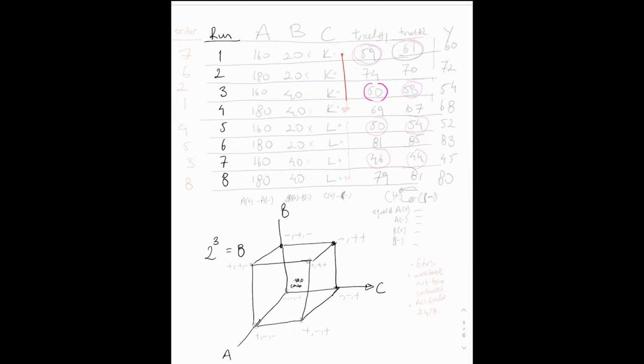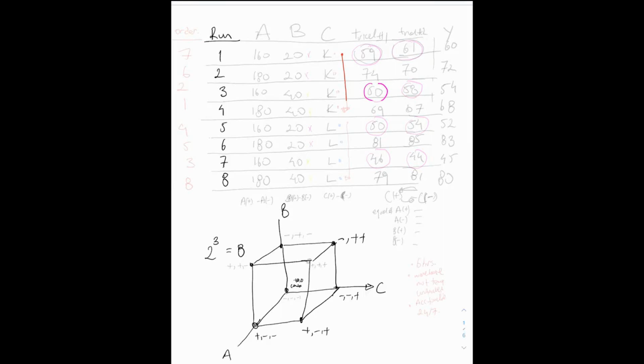And if I were to write it in terms of ABC, I will say that this is my minus plus corner. That's going to be minus plus corner. That will be plus minus corner. This will be plus minus corner.